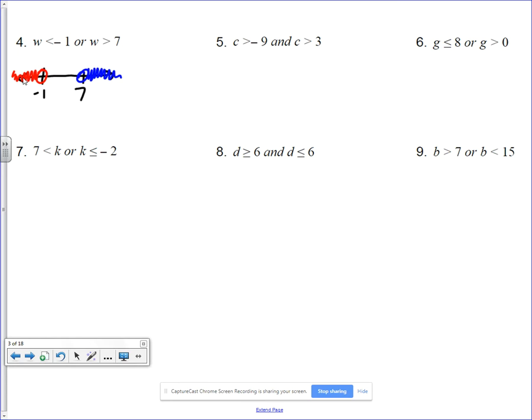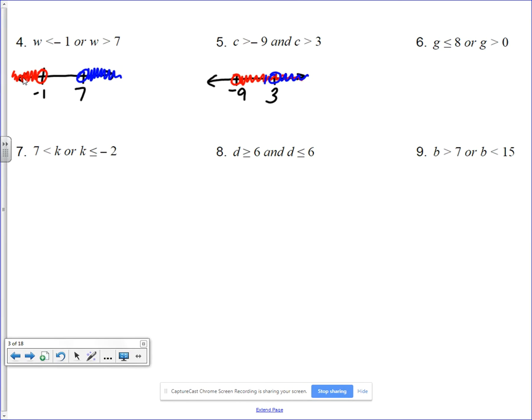Okay. Number 5, and I'm over to Tyler. Or excuse me, Trevor. Is the first one written in the correct order? How about the second one? Yep. Okay, so which one goes on my number line first? And then we have the 3. What kind of circle is going to go on that -9? And which way am I going to shade that? To the right. What kind of circle is going to be on that 3? And which way am I going to shade that one?